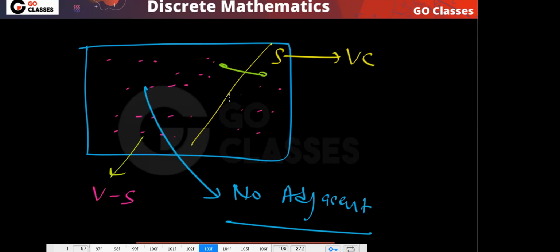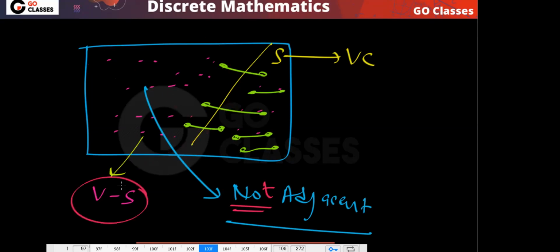This type of edge can be there, no problem. All the edges are like this. But look at these vertices. These vertices are not adjacent. Yes or no? This edge cannot be there. So these vertices are not adjacent. So this V minus S is an independent set. Did you understand this proof?